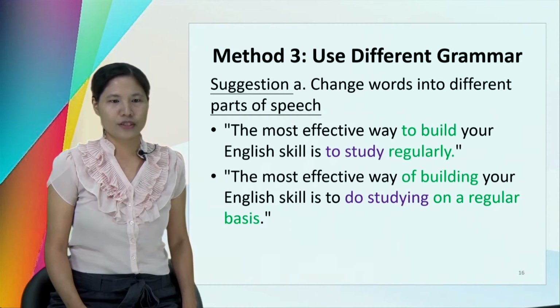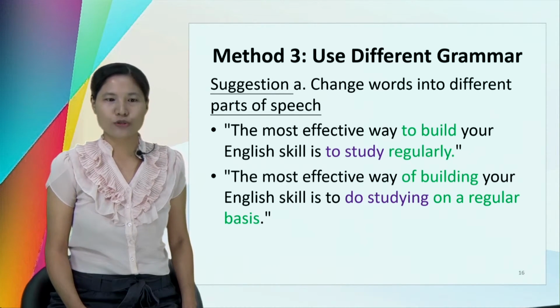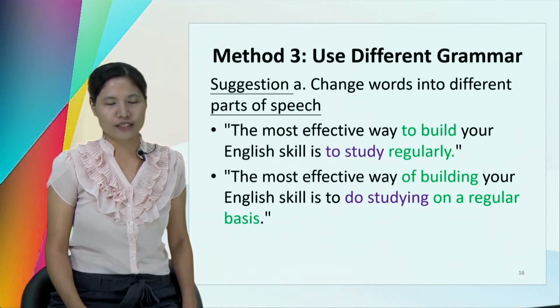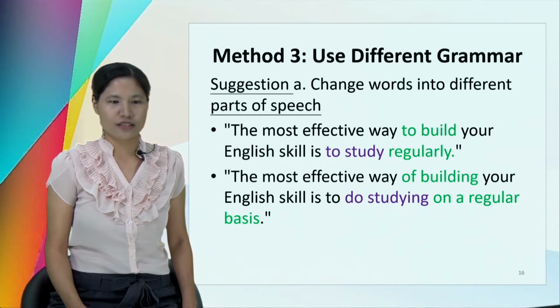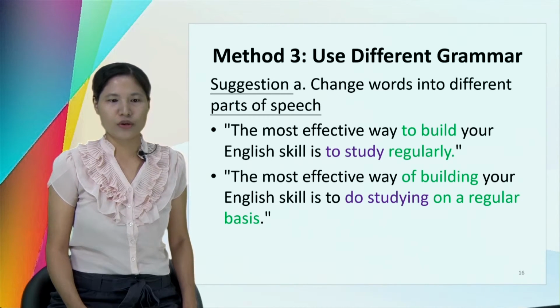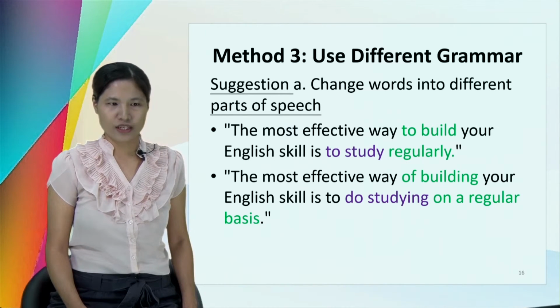The example here, the most effective way to build your English skill is to study regularly, okay? To build becomes of building in the paraphrase. Here, of building, we use 介系词 and 动名词. And here's to study, we say to do studying, study and studying. And regularly, that's the adverb 副词, then we write on a regular basis, 介系词片语. So here we change the parts of speech, 换了字的词性.